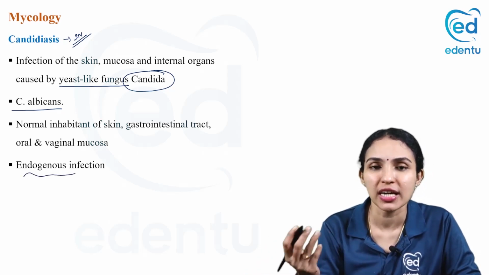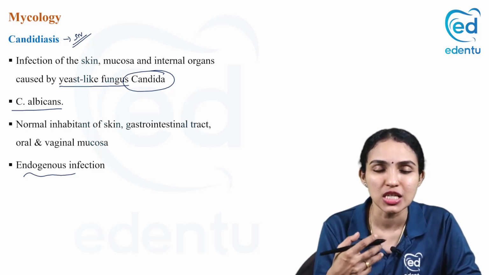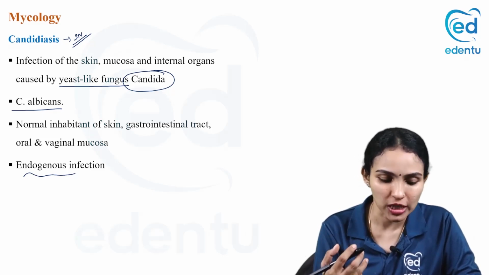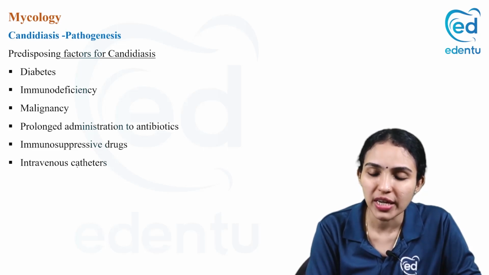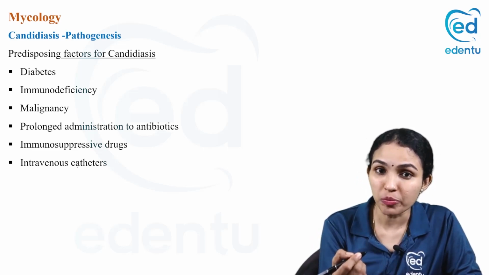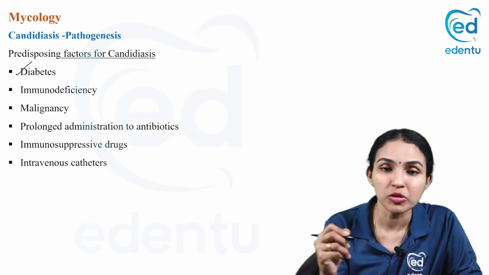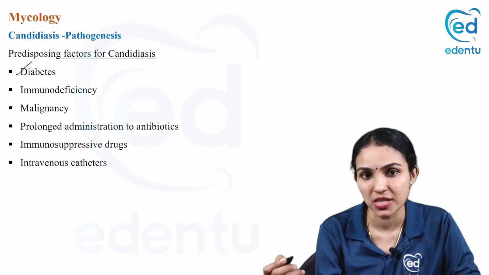You don't have to acquire Candida from outside. It's already present as a normal commensal in our body. So the predisposing factors for candidiasis are the immunocompromised situation. The most common immunocompromised condition that you can see is diabetes.